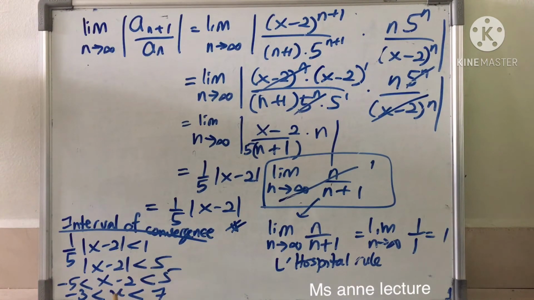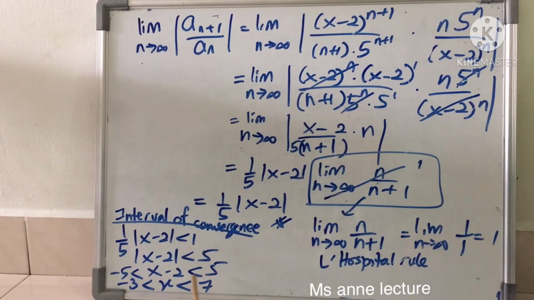Then to open the modulus, it is positive and negative, so you get negative 5 here and 5 here. After that, with the negative 2, you move it to the left-hand side: negative 5 plus 2 and 5 plus 2. So you get negative 3, and here you get 7. So your interval is x greater than negative 3 and less than 7.